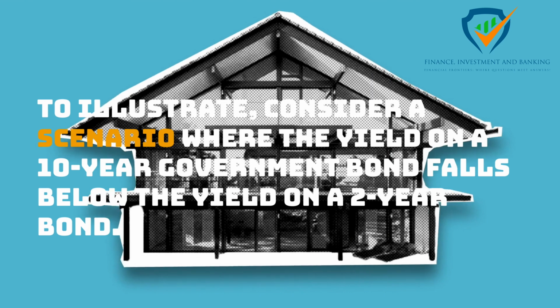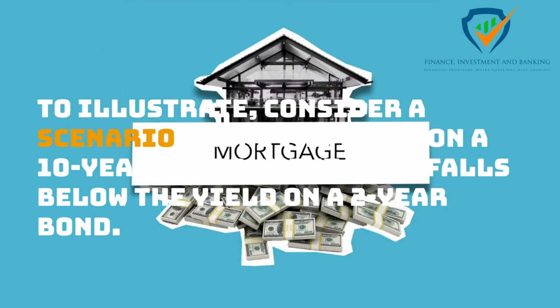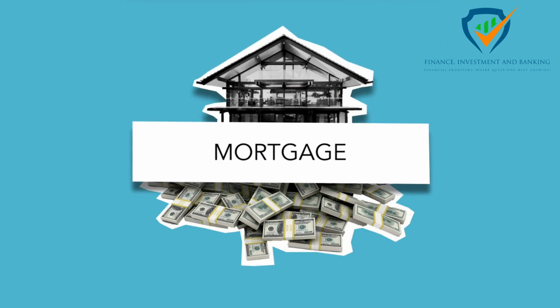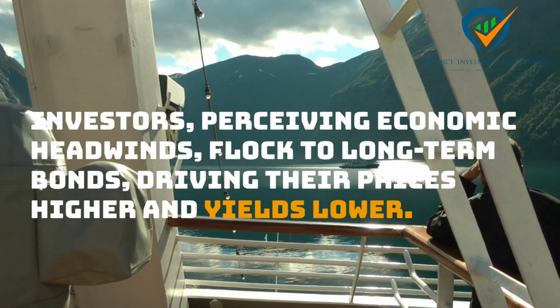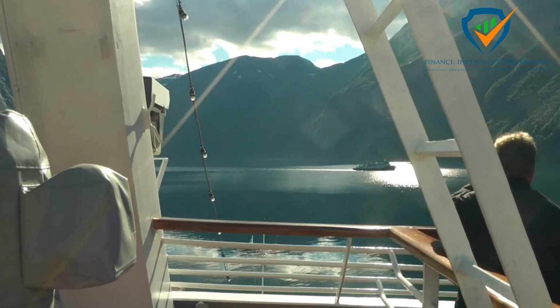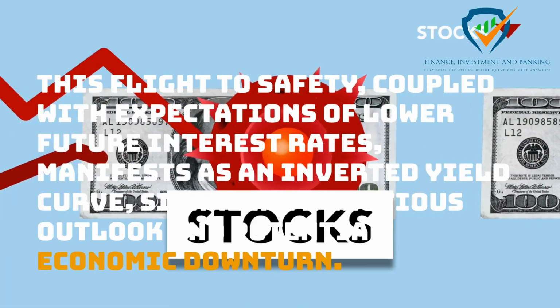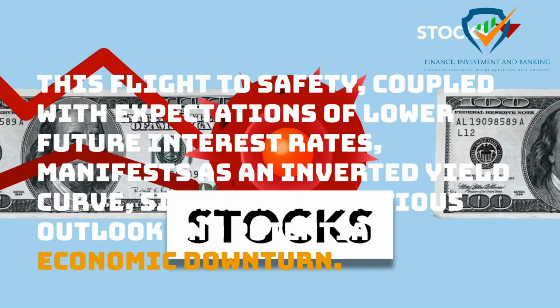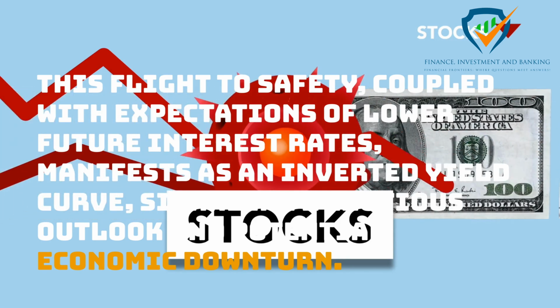To illustrate, consider a scenario where the yield on a 10-year government bond falls below the yield on a 2-year bond. Investors, perceiving economic headwinds, flock to long-term bonds, driving their prices higher and yields lower. This flight to safety, coupled with expectations of lower future interest rates, manifests as an inverted yield curve, signaling a cautious outlook and potential economic downturn.